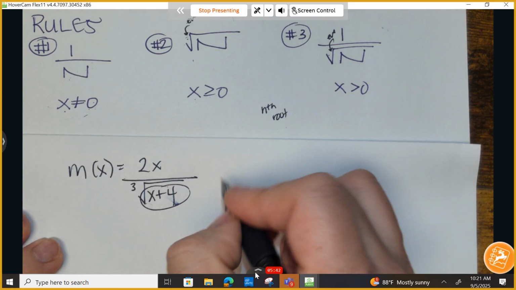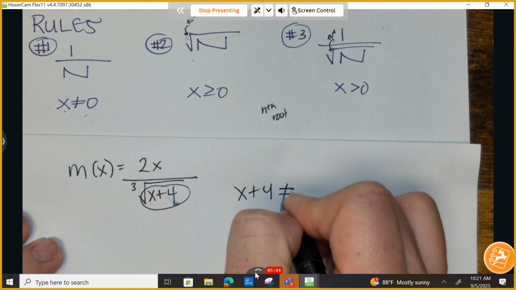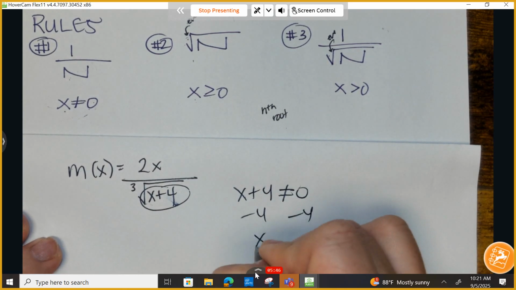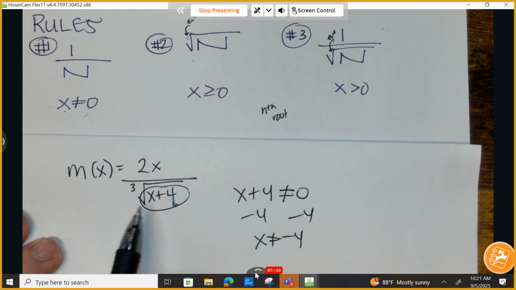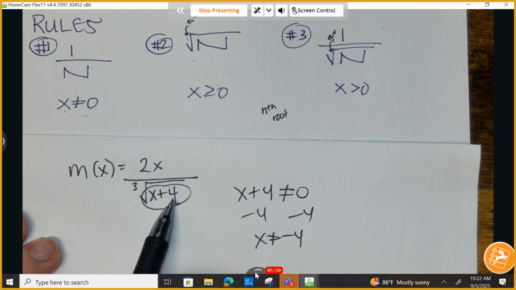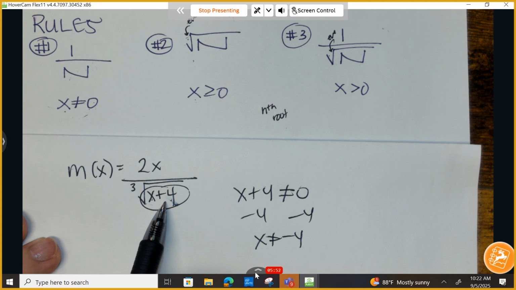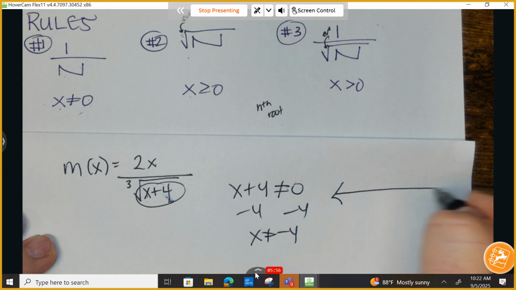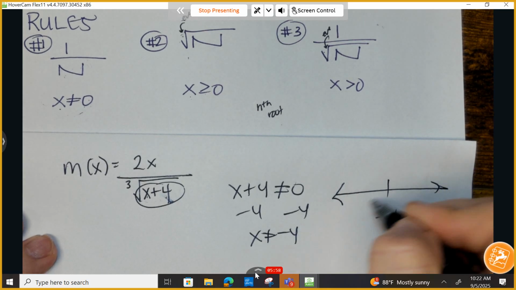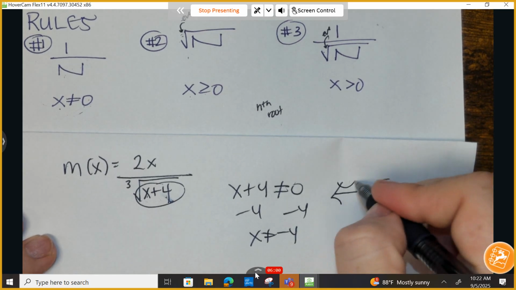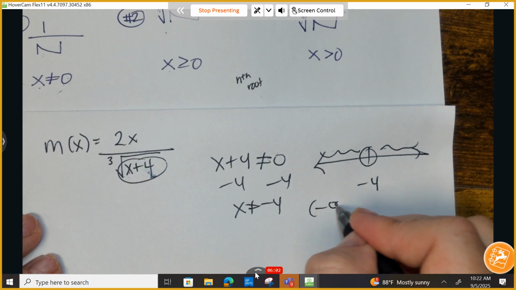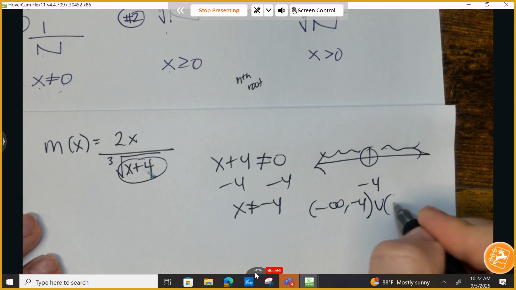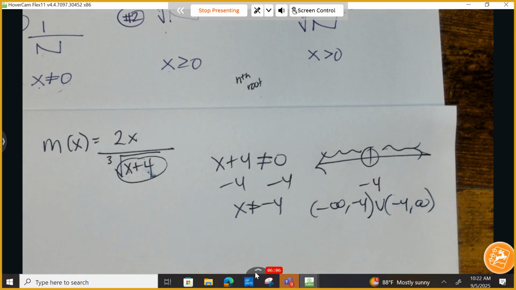This quantity cannot equal 0. X plus 4 cannot equal 0. What would happen if x was negative 4? Well, negative 4 plus 4 is 0. The cube root of 0 is 0, and we'd be in trouble because we can't have 0 in the denominator. So how do I represent this? It can be any number except for negative 4. So negative infinity all the way up to negative 4, and negative 4 all the way to positive infinity.